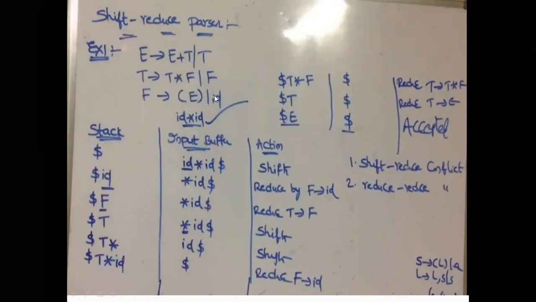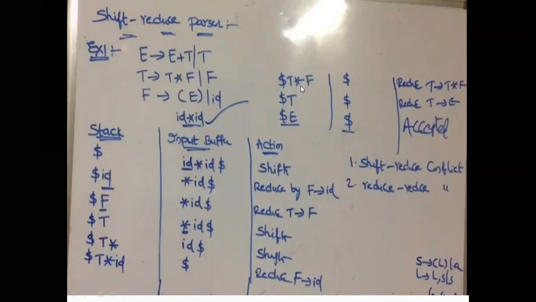Let us consider T as a substring. Is there any production in the right hand side with capital T? Yes, we are having the production in the right hand side with capital T. So that T is replaced with capital E. So this is one reduce operation.